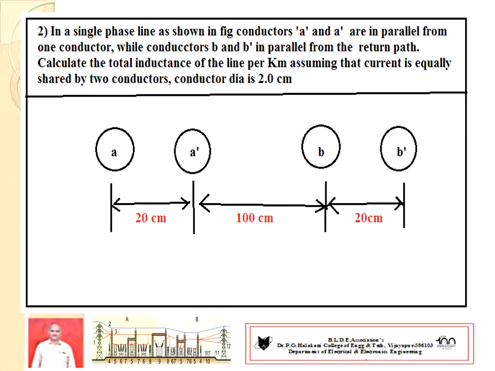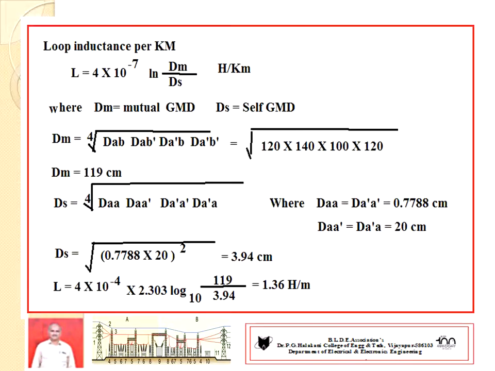Two conductors A and A dash form one path, and B and B dash form the return path. See there, A to B distance is given as 100 centimeter, and the A to A dash distance is 20 centimeter, and the B to B dash distance is given as 20 centimeter. So inductance L equals 4 into 10 to the power of minus 7 ln Dm by Ds Henries per kilometer, where Dm is the mutual GMD and Ds is the self GMD.